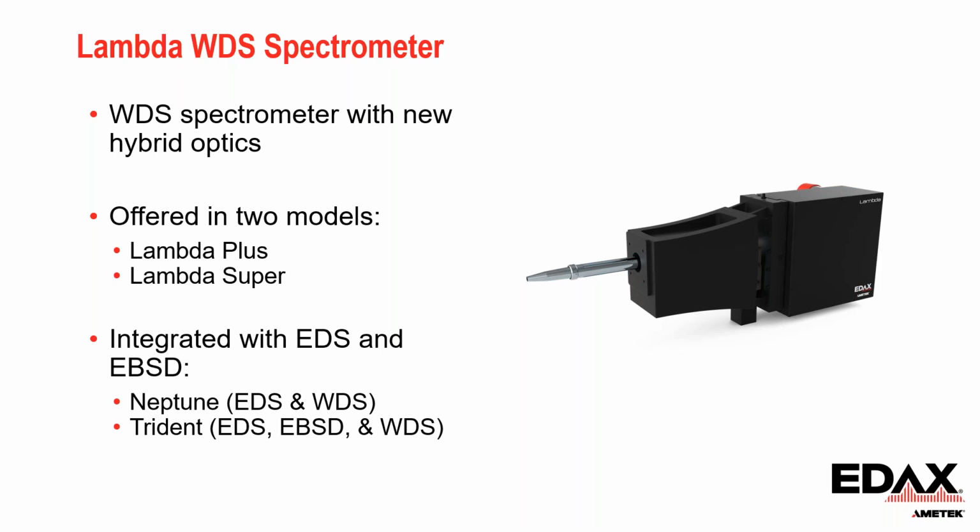Our Lambda WDS spectrometer is with new hybrid optics. We offer two models, Lambda Plus and Lambda Super. The WDS can be integrated with EDS and EBSD. The Neptune integrated system is combined EDS and WDS. The Trident system is EDS, EBSD, and WDS.